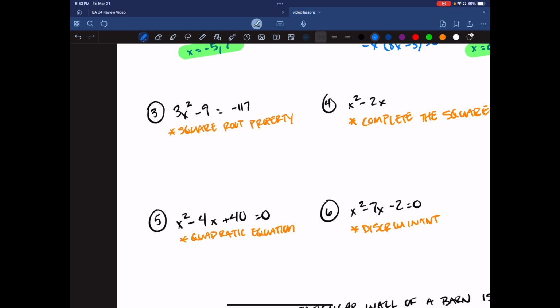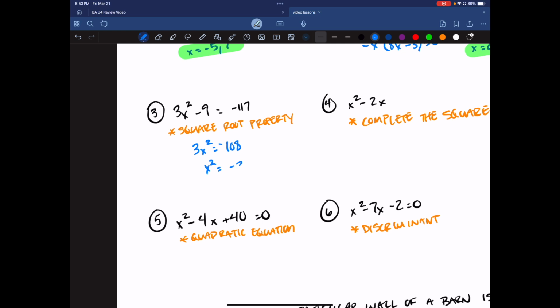Okay, on number 3, you're going to do this thing called the square root property, which means I'm going to isolate the x squared. So let's start. I'm going to move everything away from it. 3x squared equals, I'm going to add the 9 to the other side, -117 plus 9. That's the same thing as saying 117 minus 9, and then making your answer negative, and that's going to give you 108 and make it negative. You divide by 3, you get x squared.